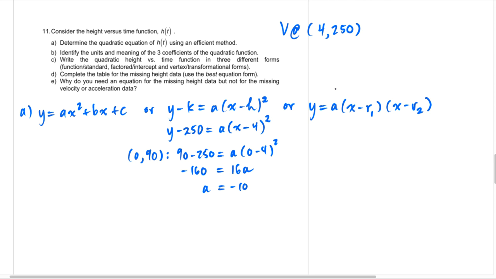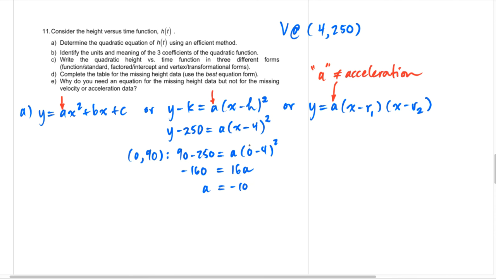A word of caution here. The value of a in each of these equations is just meant to be the coefficient of the quadratic term. This a does not necessarily mean acceleration. So just because we've chosen to use a letter of a doesn't mean that it's always going to represent acceleration.